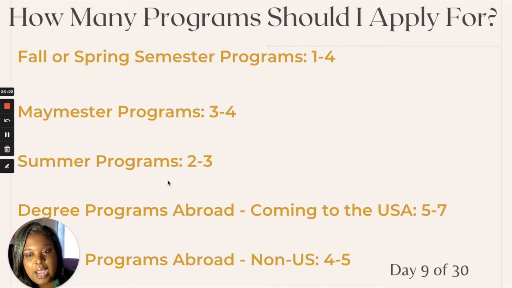For summer programs, 2 to 3, just because it's a little bit longer than a Maymester, but a little bit shorter than the fall or spring semester. So maybe just 2 to 3. And again, think in that mindset of different locations to increase your odds.